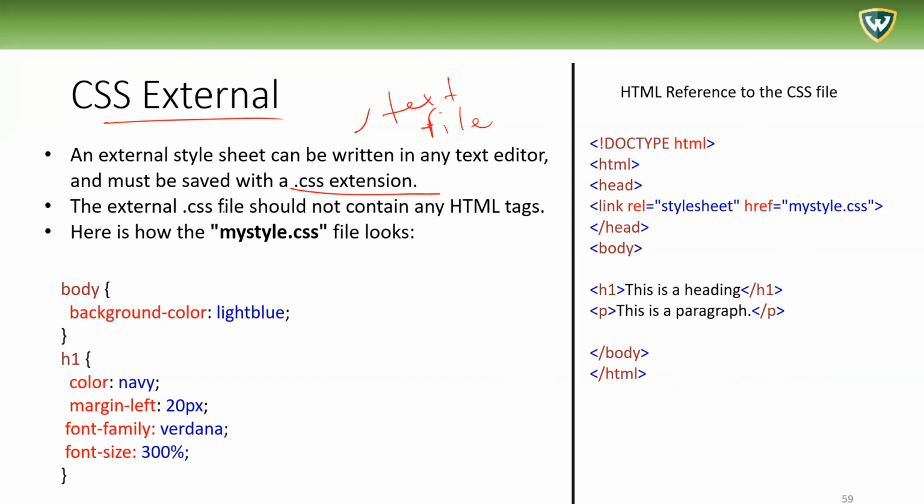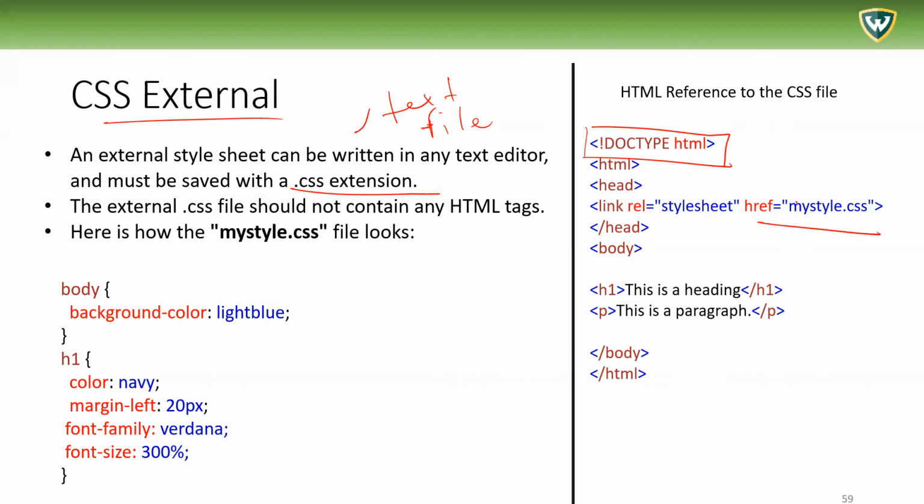The external .css file should not contain any HTML tags. Notice that we did not put the angle brackets around it. There are no HTML tags. We just have the selector, which is the same as the tag but just the name itself, just body. So this is going to modify all the body here on the HTML. Over here is the HTML file.